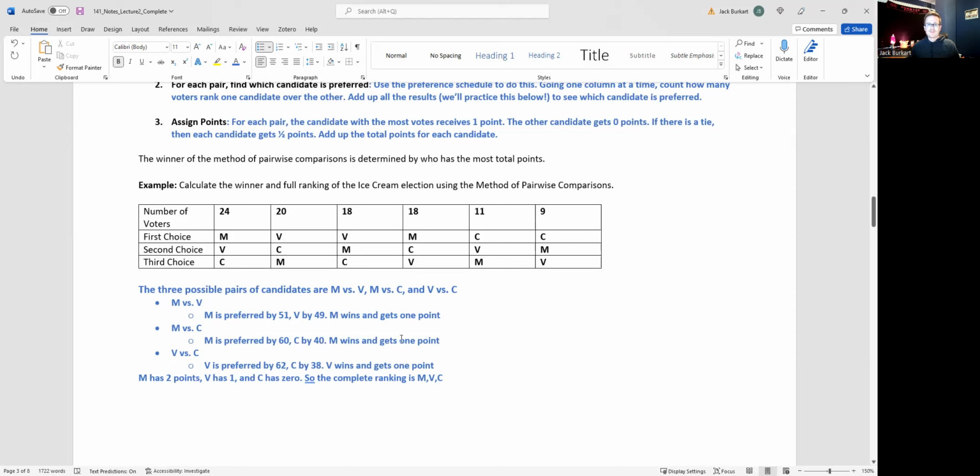Notice that the sum of the votes is always equal to the total voters, which is 100 in this election. So that's a sanity check: if you know the total voters, you can check that you've counted everything properly. So M gets 1 point in this.